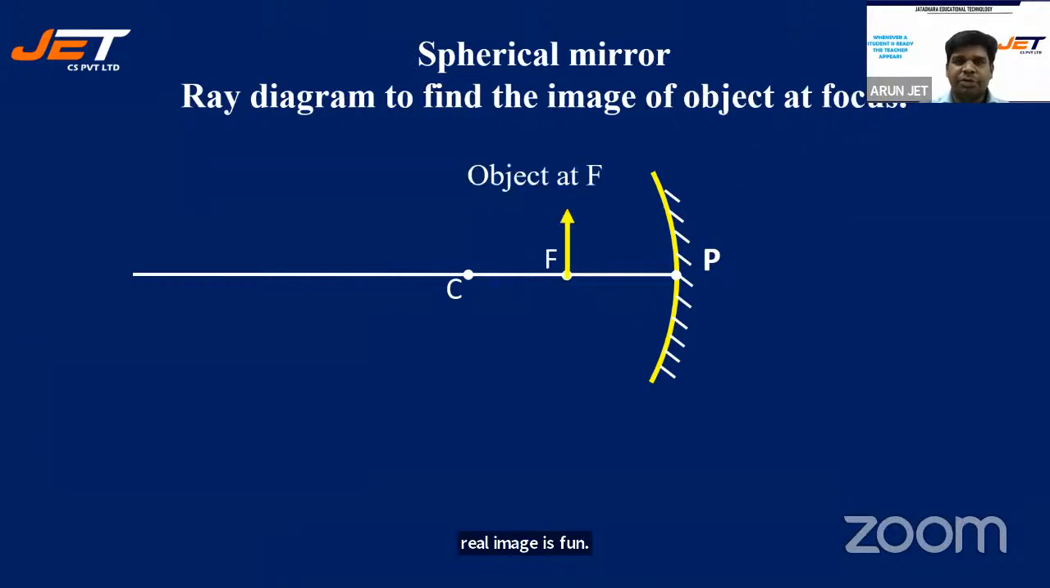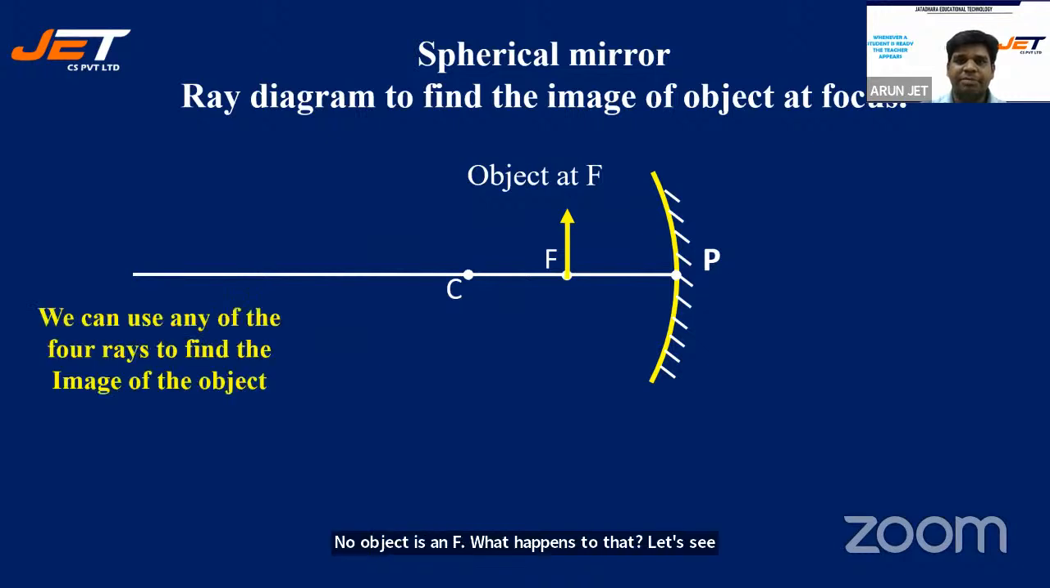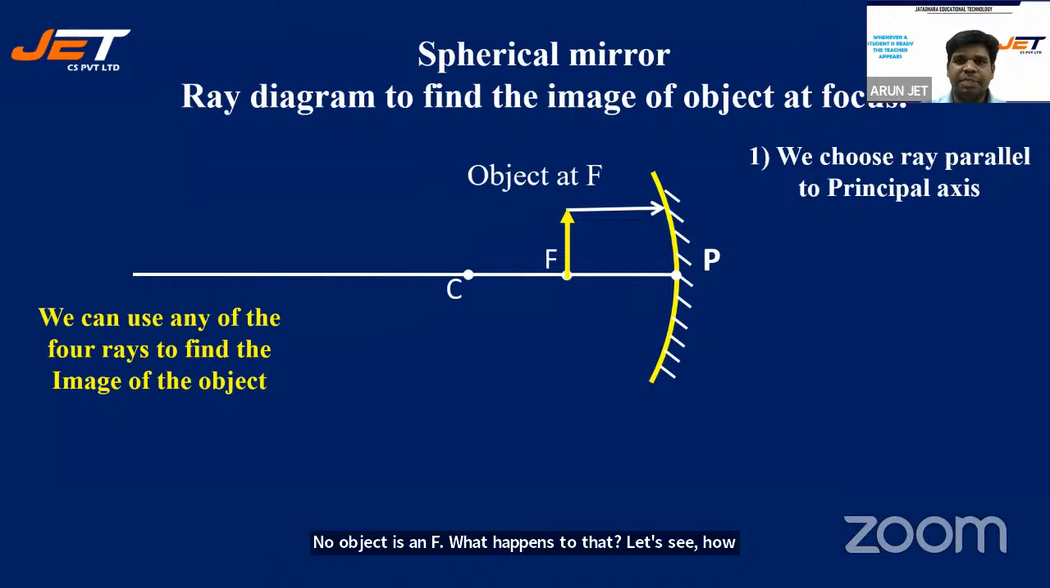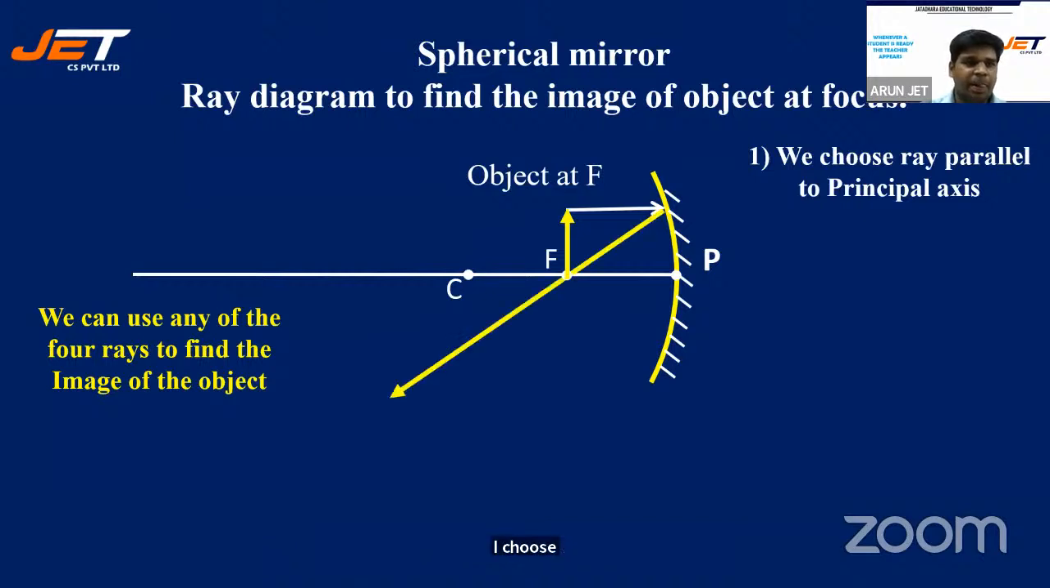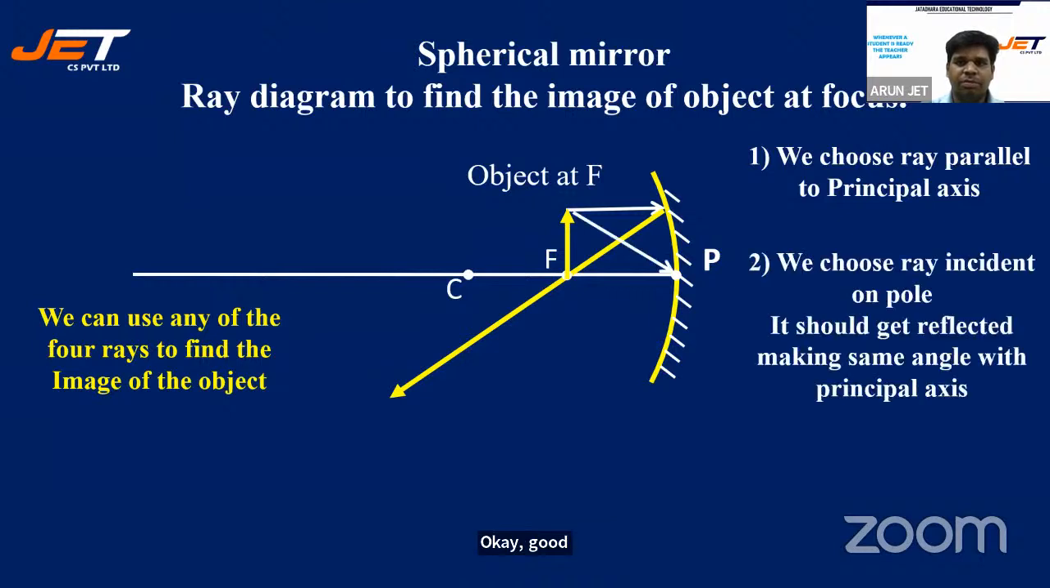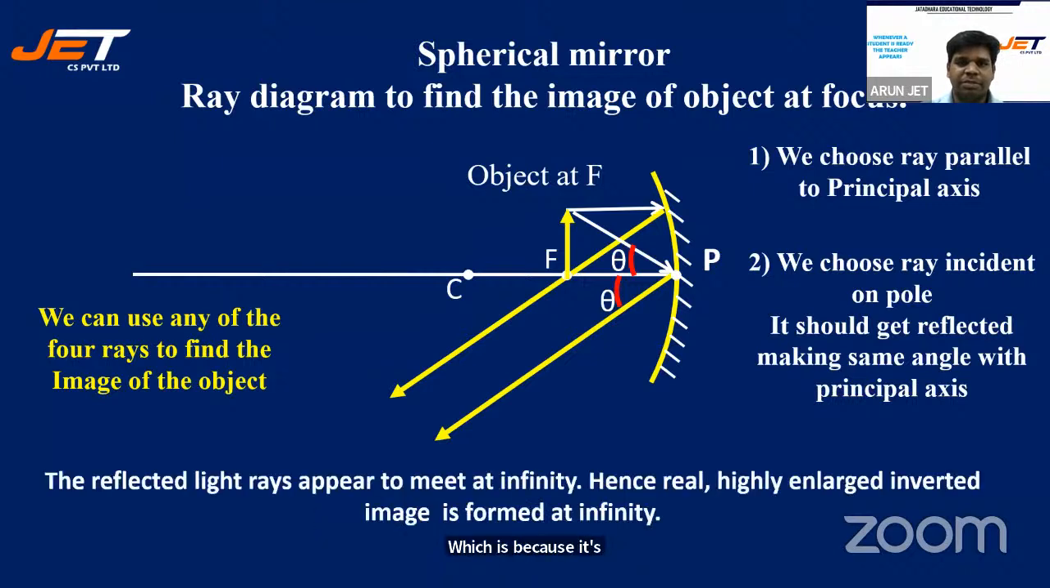Now, the object is at F. What happens at F? Let's see how we draw the ray diagram now. I choose a ray which is parallel to the principal axis. It passes through the focus. Fine. Okay, good. So this will go symmetrically with this one, and I get theta and theta, because it's symmetric with respect to the principal axis. It will meet at infinity, hence a real, highly magnified image is formed at infinity. Right? You're all right, students. Excellent.